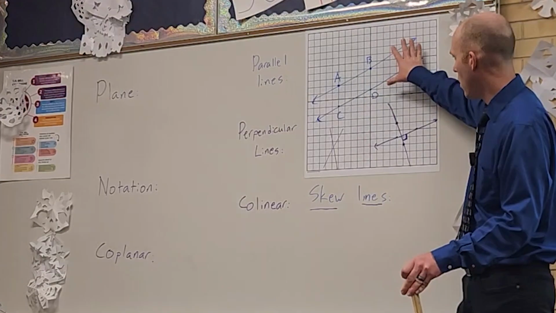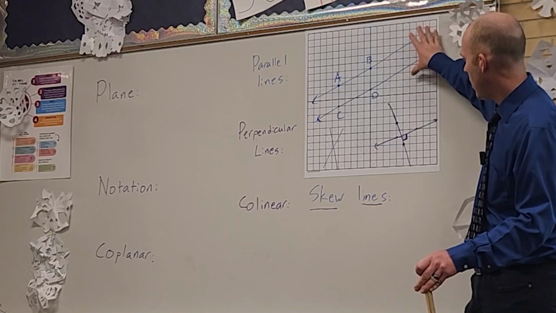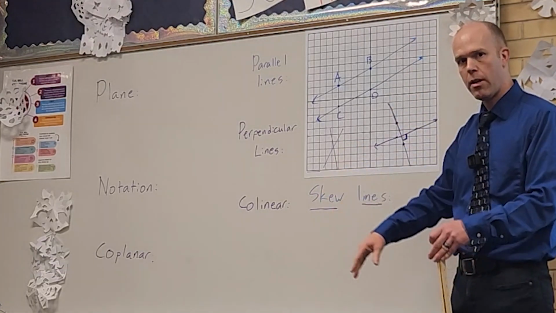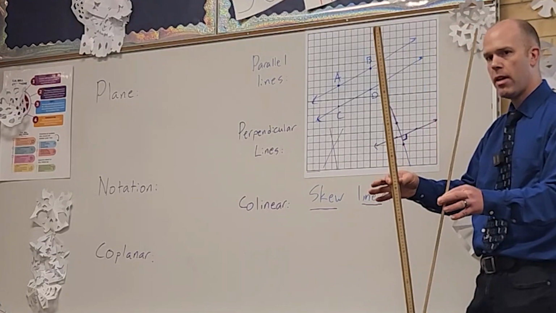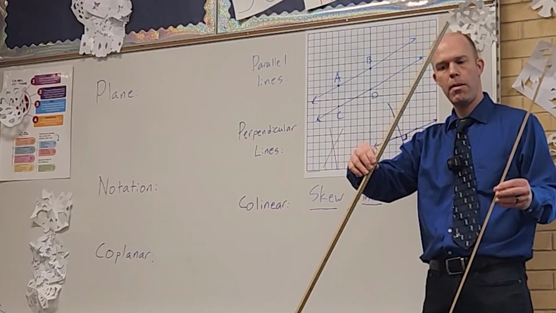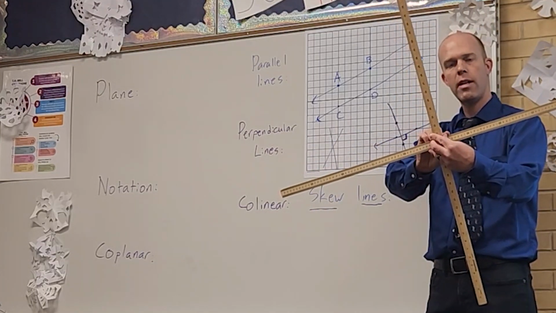As long as we are drawing 2 lines on a single plane right here, then they are either parallel, perpendicular, or they cross at another angle. But if we take our lines and we move them out into 3 dimensions, we can have different definitions. So we've got parallel that don't cross. We've got perpendicular lines that cross at a 90-degree angle.